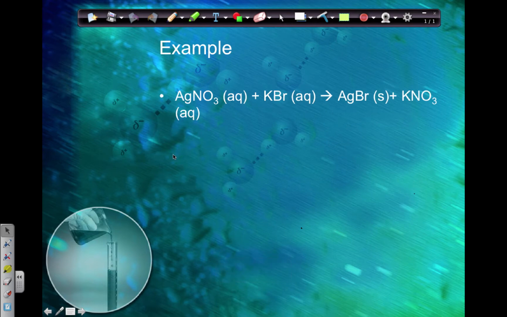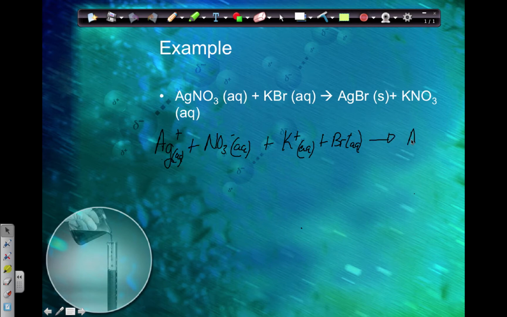All right, so since we already predicted this one, we know that our equation is already balanced. So now everything with an AQ, we're going to break it apart. So it's silver with a +1 charge, AQ, and nitrate with a -1 charge. Do not pull this apart into nitrogen and oxygen. It's a polyatomic. Don't pull it apart. And this is aqueous, so I pull it apart. Potassium's got a +1 charge. Bromine has -1 charge. Okay, this is a solid. Do not pull it apart.